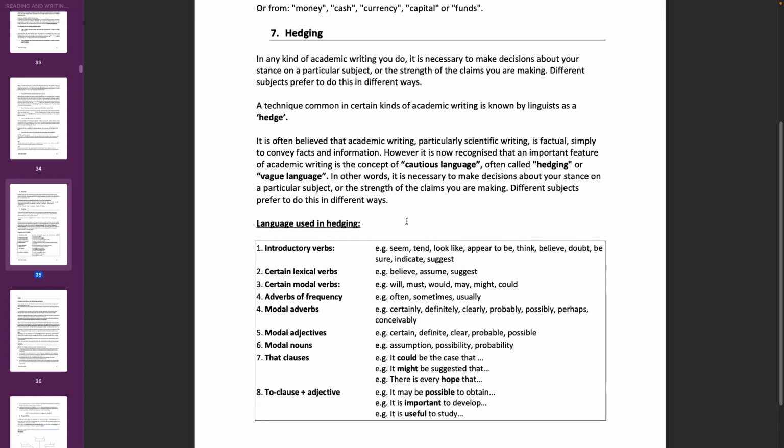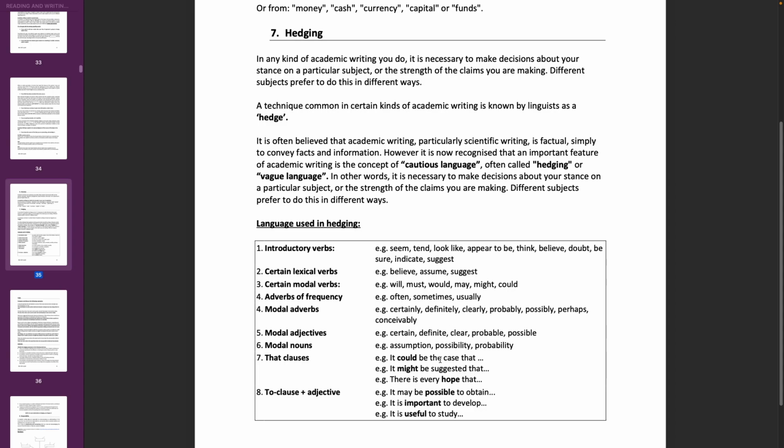Here are some cautious languages. Cautious language is sometimes called hedging words. For example, we can see introductory verbs, like seem, tend, look like, appear. Certain lexical verbs like believe, assume, will, must. There is a list of hedging words or cautious languages.